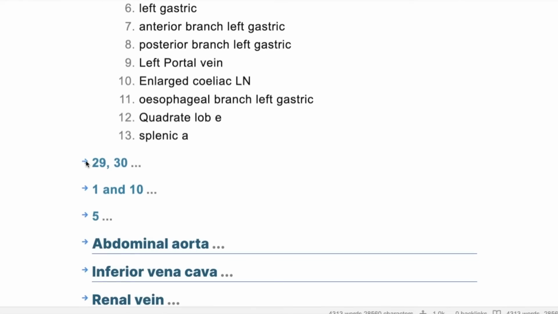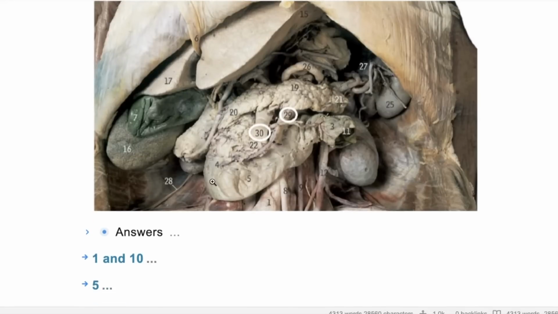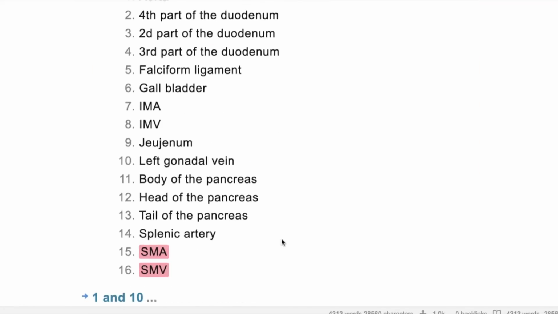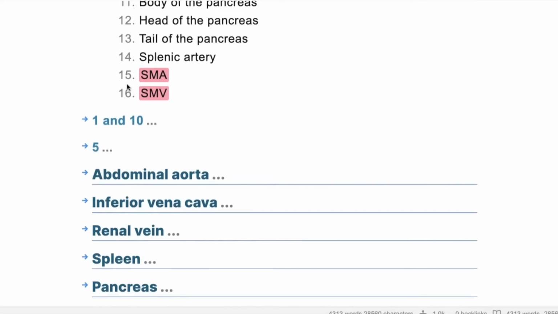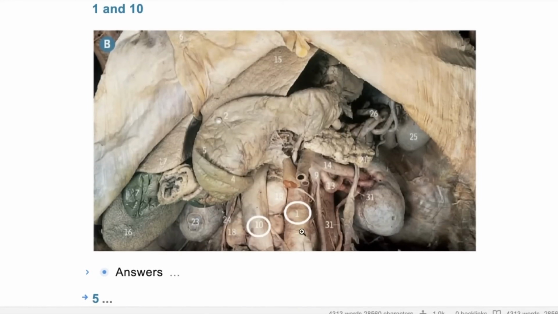Can you identify on this diagram number 29 and 30? 30 will be the superior mesenteric vein, 29 the superior mesenteric artery. Excellent, well done. So artery and vein. I'm sorry, the markings are wrong. I'll correct it later on. Can you here identify 1 and 10? 10 will be the inferior mesenteric artery and 1 the inferior mesenteric vein. Can you think again?